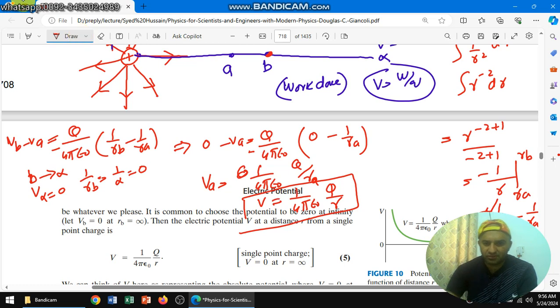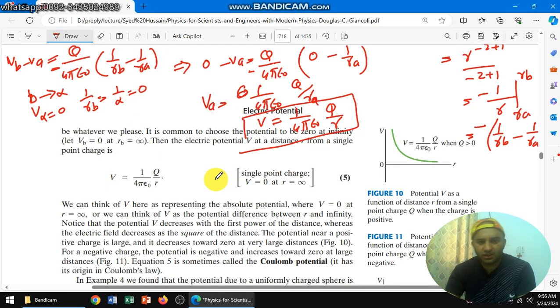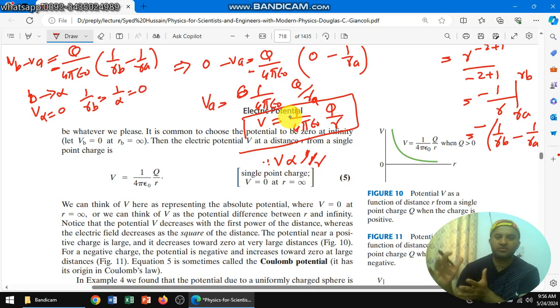So this is the formula for potential. Now we explain: basically this formula says that the potential V is inversely proportional to the distance R. You can see that as we move away from the charge, the potential decreases.